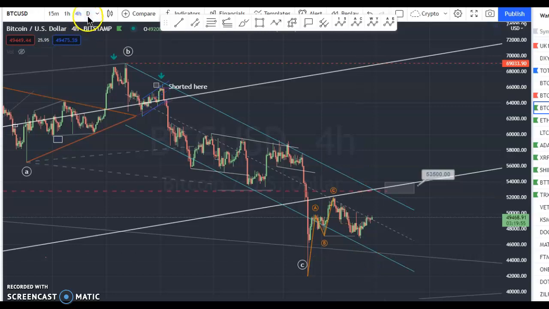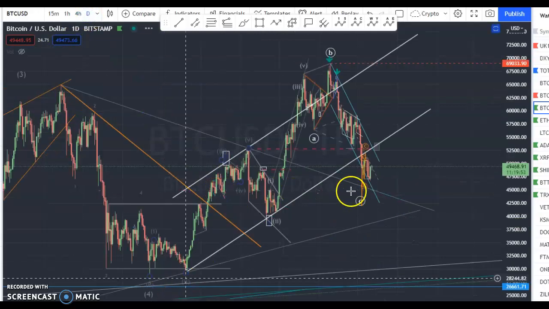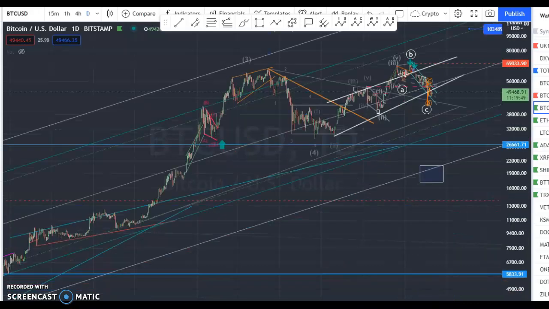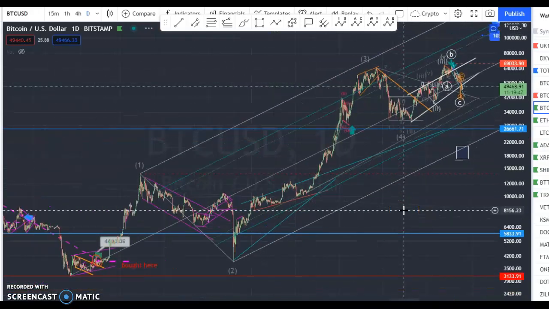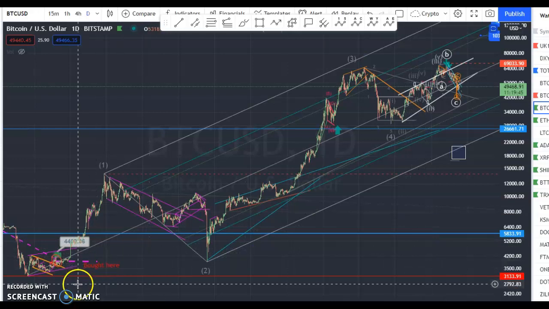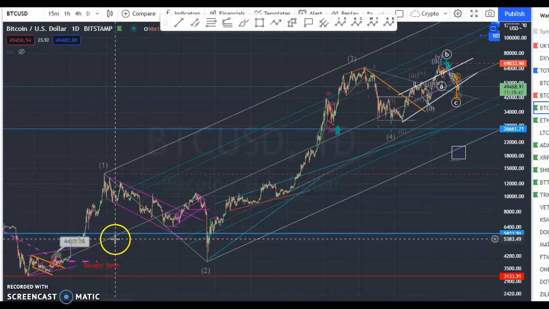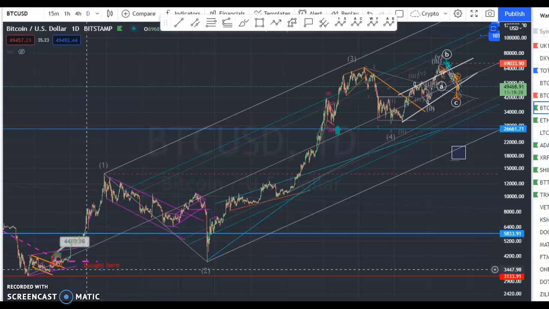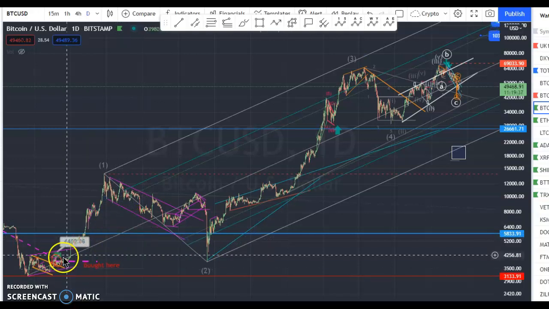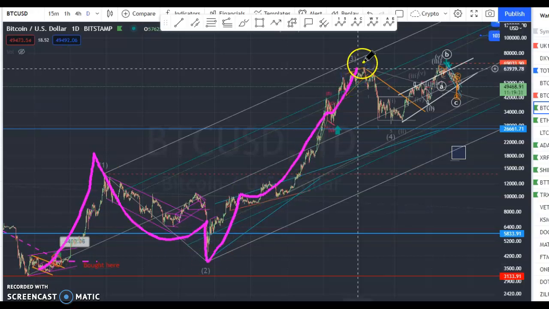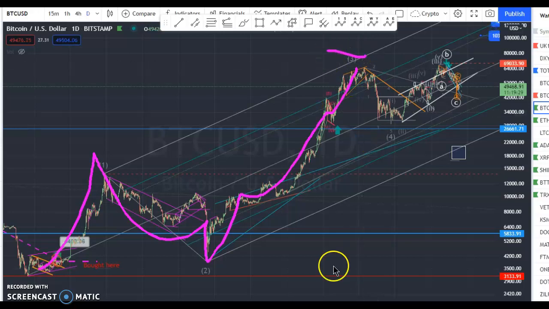Now let me go and show you guys the daily time frame. In fact, let me go to the log scale so you can actually see the bigger picture. Okay, from back in, what's this, September 19, 2019. This is where we say we've done our wave one, our wave two, and this beautiful impulse was our wave three. Okay, there we go, wave three.